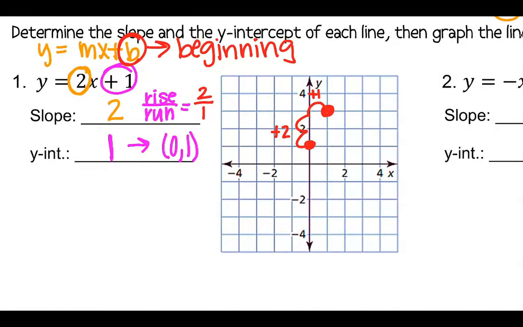And if I do it again, I always say 3 points makes a line. So if you give me 3 points, I'm happy. I'm going to rise 1, 2. There's positive 2 over positive 1, put a point.